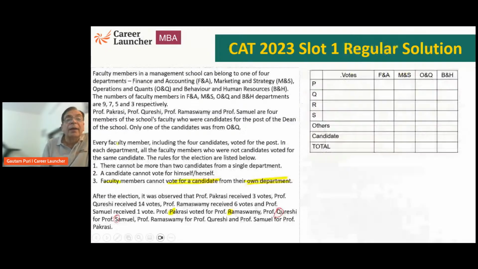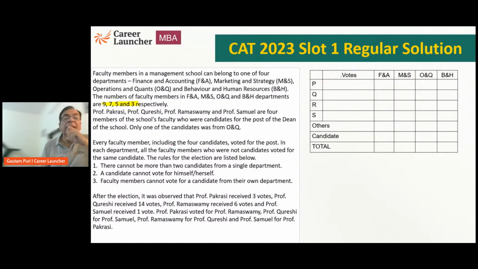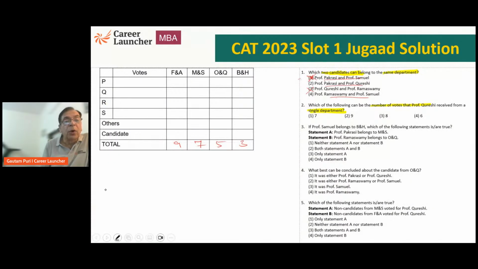Okay, just go back and I'll start putting in the data all over again. The number of faculty members are 9, 7, 5, 3. And we know that one of the candidates was from OQ. So as far as this department called Operation and Quant is concerned, it has got one candidate. The remaining four are not candidates and they will vote for the same candidate.